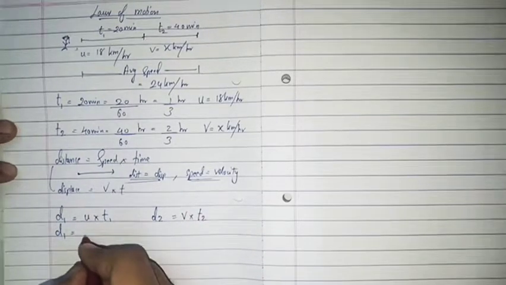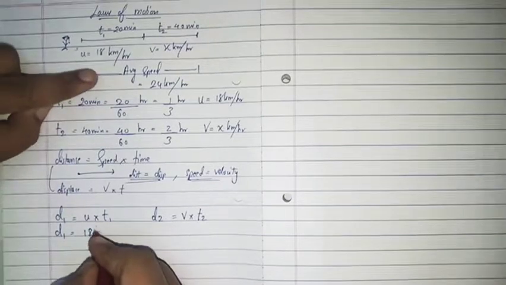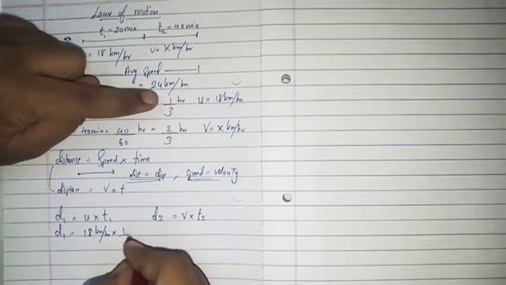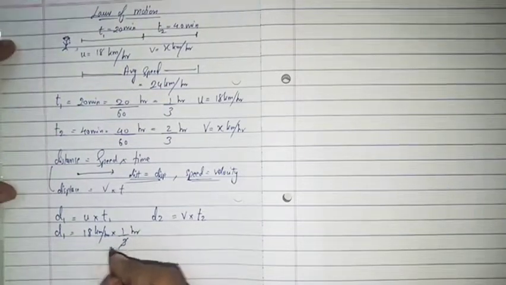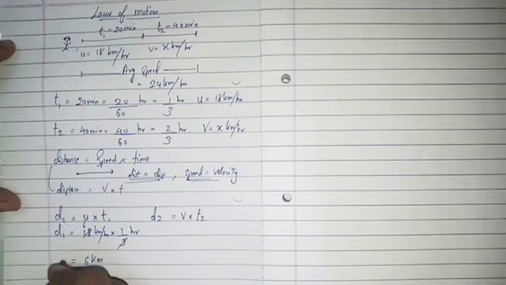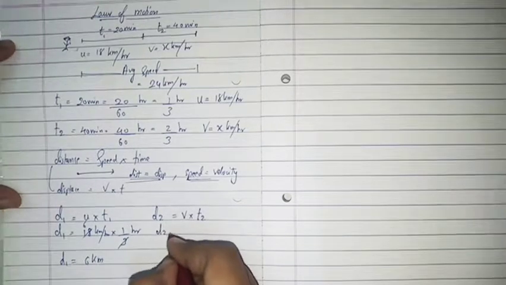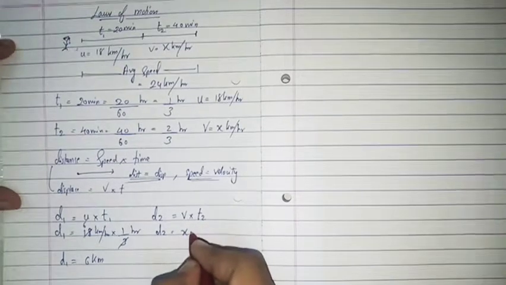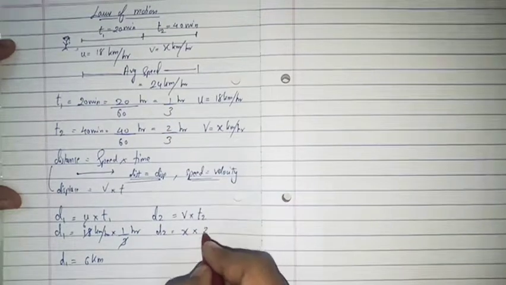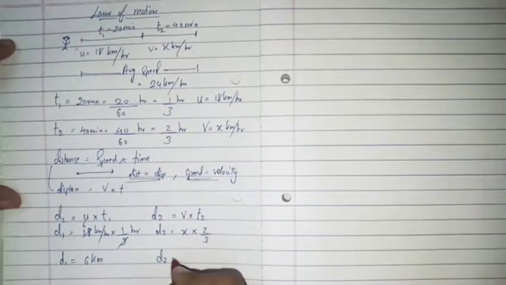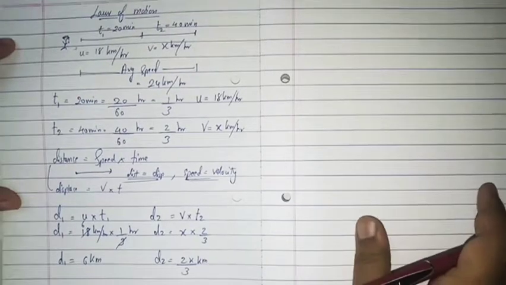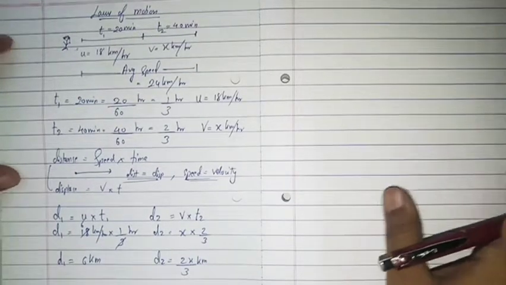So distance 1 will be what? 18 kilometer per hour into time 1. What is time 1? 1 upon 3 hours. So 3 sixes are 18. So 6 kilometers, we got distance 1. Distance 2 we will find in the same way, in place of v there will be x, and what is t2? t2 is 2 upon 3. So what will d2 be? 2x upon 3 kilometers. So we got distance 1 and distance 2, right?